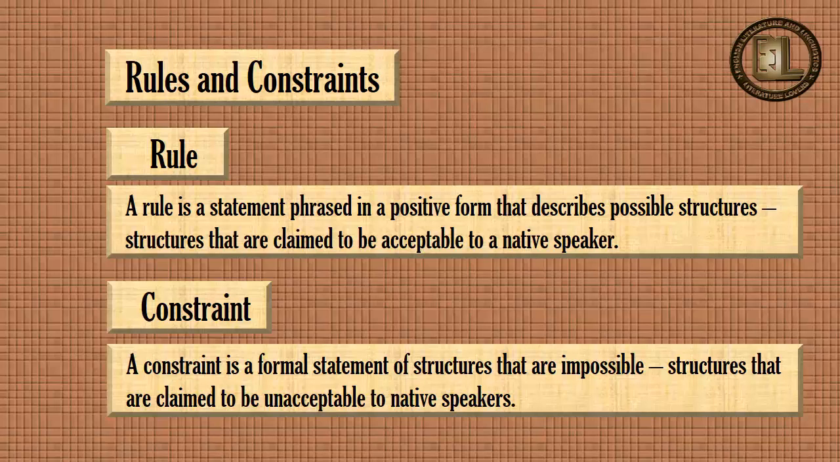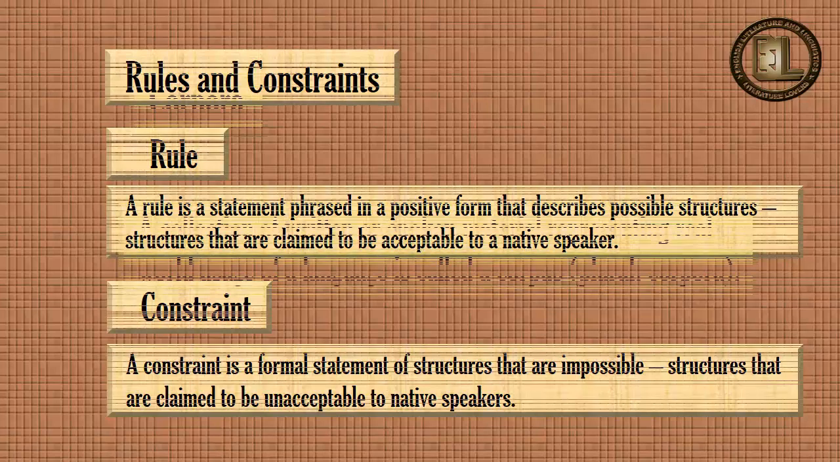The next terms in syntax are rule and constraint. So, what are rule and constraint? A rule is a statement phrased in positive form that describes possible structures. Structures that are claimed to be acceptable to a native speaker. And a constraint is a formal statement of structures that are impossible, or the structures that are claimed to be unacceptable to the native speaker. As an example, you can consult the previous section of this video, linear order.